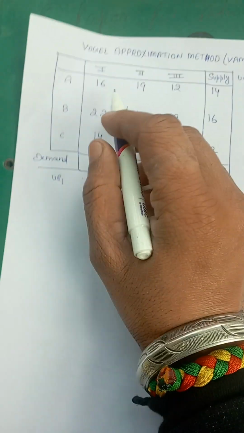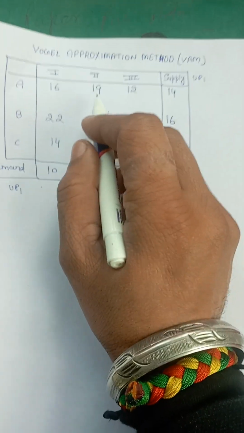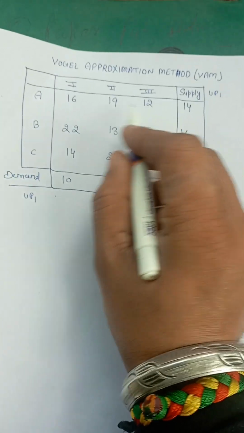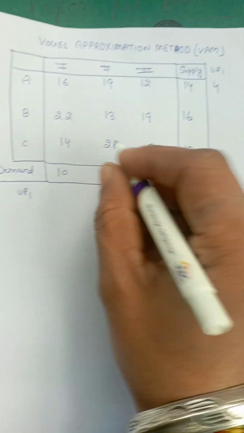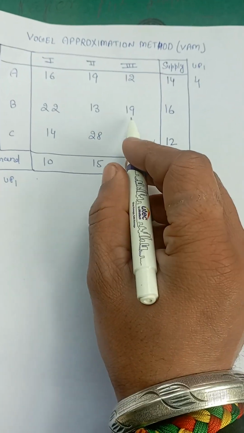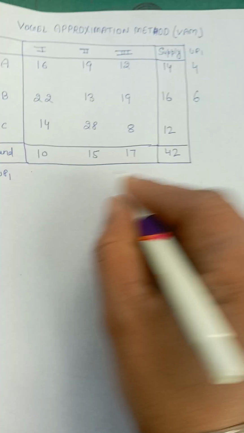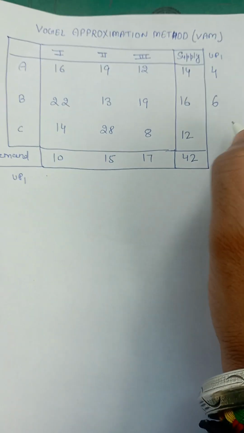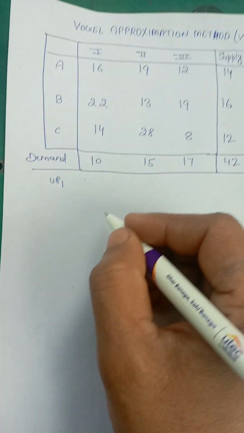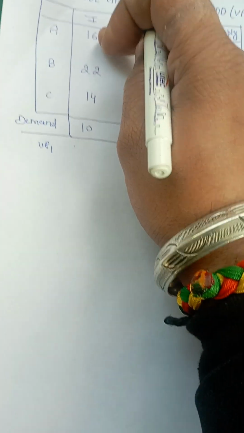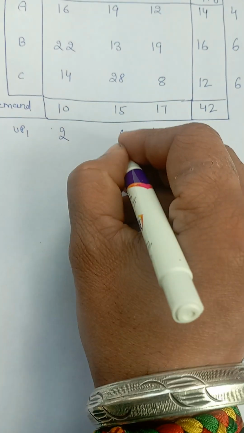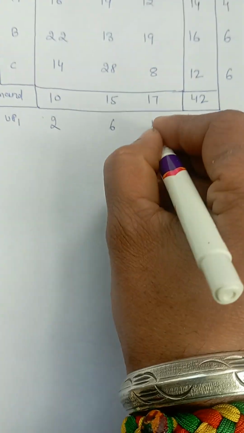So we can check in the first row the minimum two least costs, that is 12 and 16. The difference is 4. Next row 13 and 19, the difference is 6. Third row 14 and 8, the difference is 6. Now we calculate the unit penalty column-wise. Here minimum two costs 16 and 14, the difference is 2. 19 and 13, the difference is 6. 12 and 8, the difference is 4.